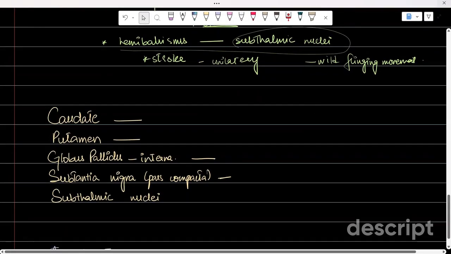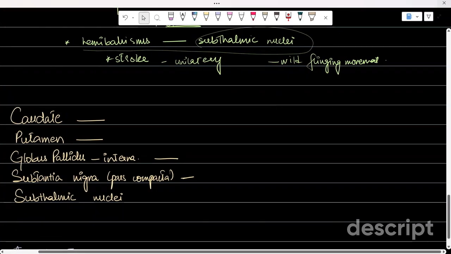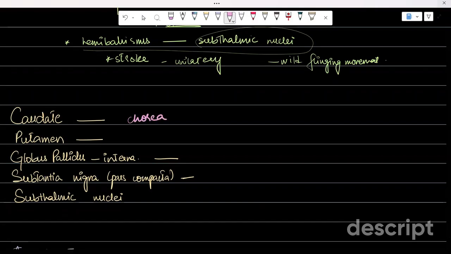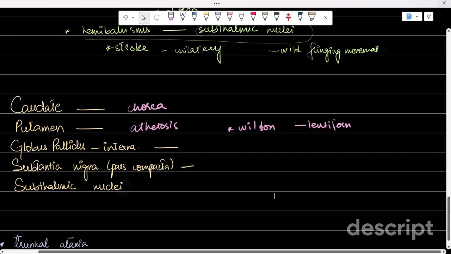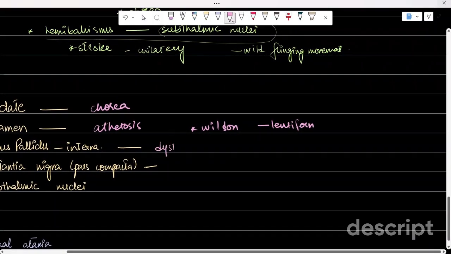All right, now let's discuss some important lesion sites and their results. So if there is a lesion in caudate nucleus, it will cause chorea, which, as we discussed in Huntington's disease, it will also be due to a lesion in putamen, but primarily in the caudate. In putamen, it will result in athetosis. Athetosis is slow writhing movement, which is commonly seen in Wilson's disease, and it is associated mainly with the lentiform nucleus. As we said, lentiform consists of putamen and globus pallidus. The globus pallidus, in turn, when there's a lesion in that, it will result in dystonia and rigidity.